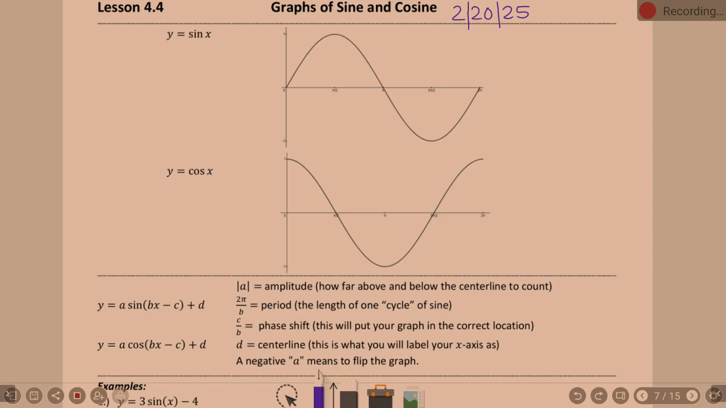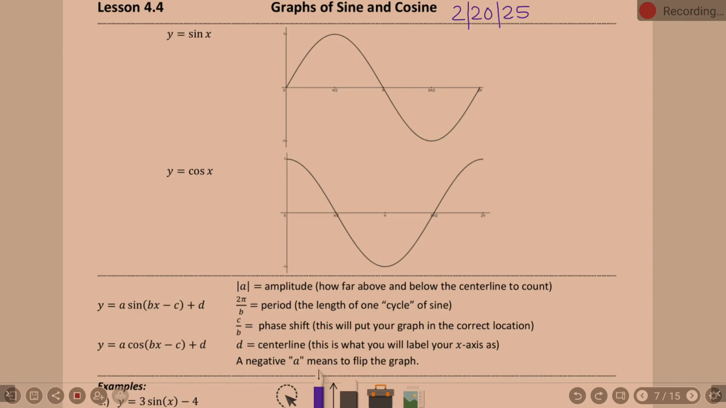If you graph sine on your calculator, it actually goes on and on forever. So one cycle of sine starts at 0 and ends at 2 pi, so it has a length of 2 pi. It starts at 0, and a quarter of the way through, at pi over 2, it has a max at 1.